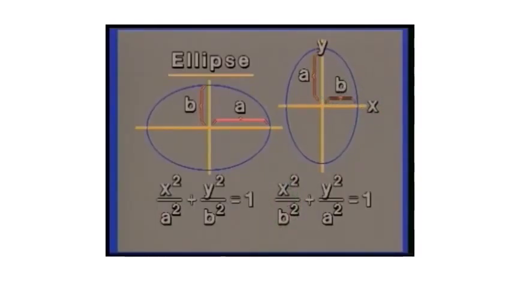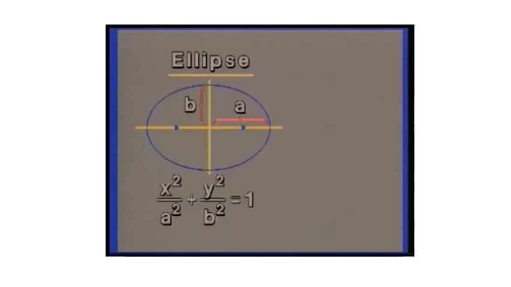Well, let's suppose we would like to identify the positions for our foci. It's pretty easy for us to do if we just call the distance from the center to the focus points a distance of c. Then there's a relationship between a, b, and c. And this equation gives us that relationship.